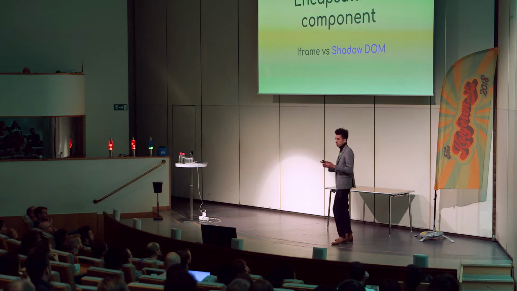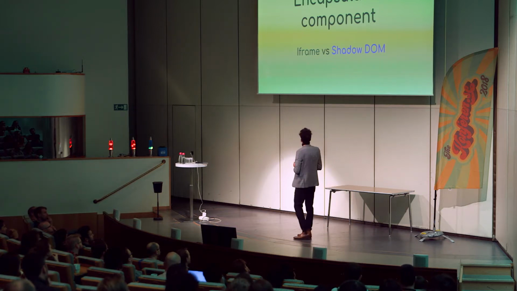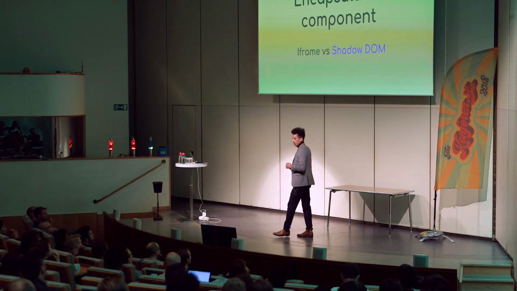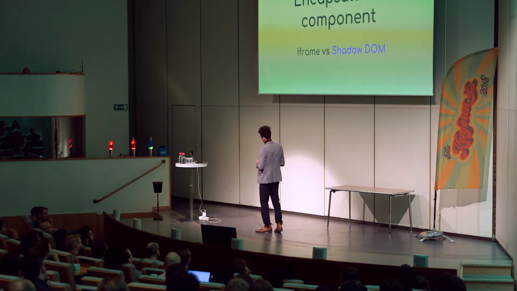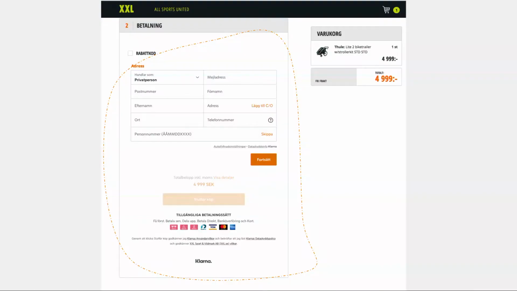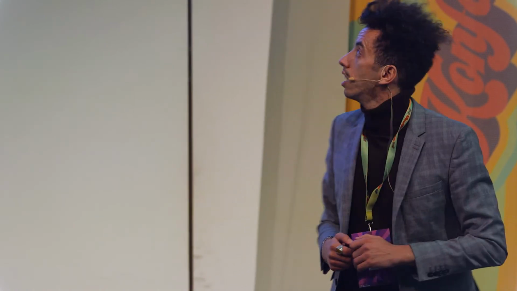We're going to talk about Shadow DOM, but first let's talk about the old way of building an encapsulated component. This is Checkout, integrated in the XXL merchant. When I say component, for us it's the Checkout, and the integrator here is the merchant. So when we want to build Checkout, there is a set of isolation that Checkout needs to achieve in order to be integrated securely by the merchant.